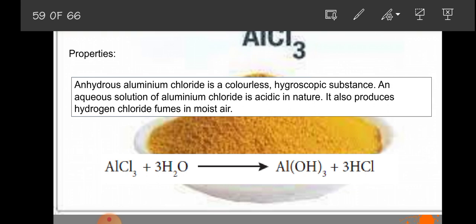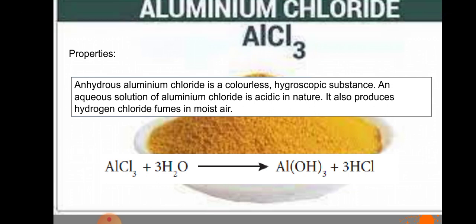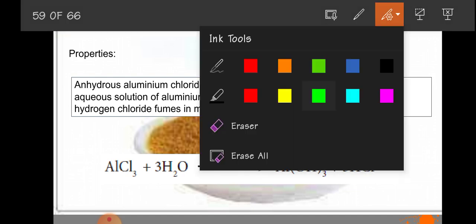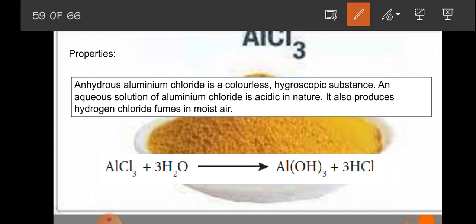So you can see here aluminum will join with the hydroxyl. So it will form aluminum hydroxide. So there is only one aluminum shared here, and you can see here the water molecule will change it as a hydroxyl.